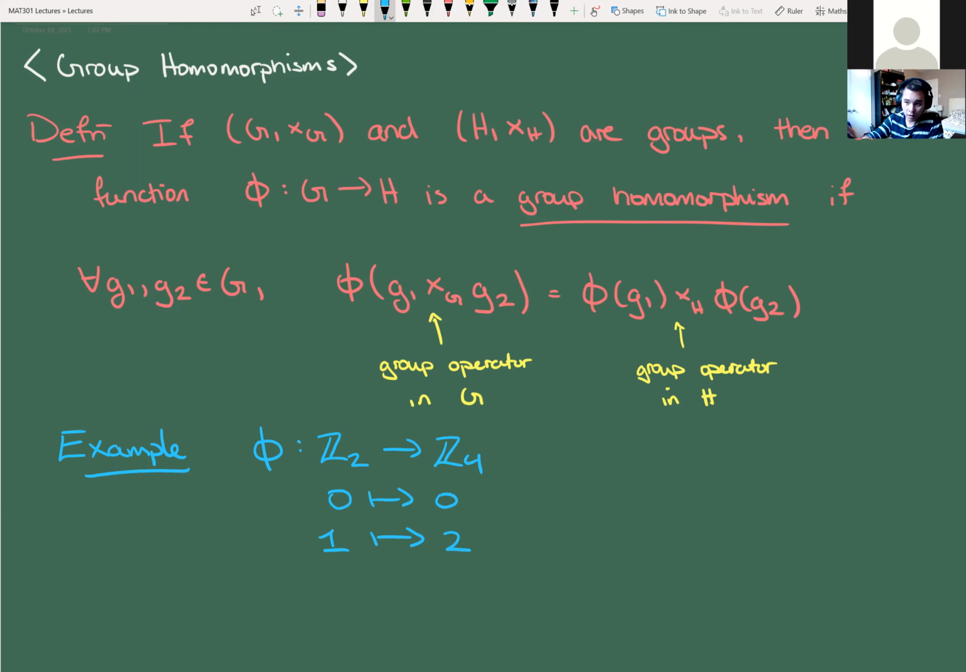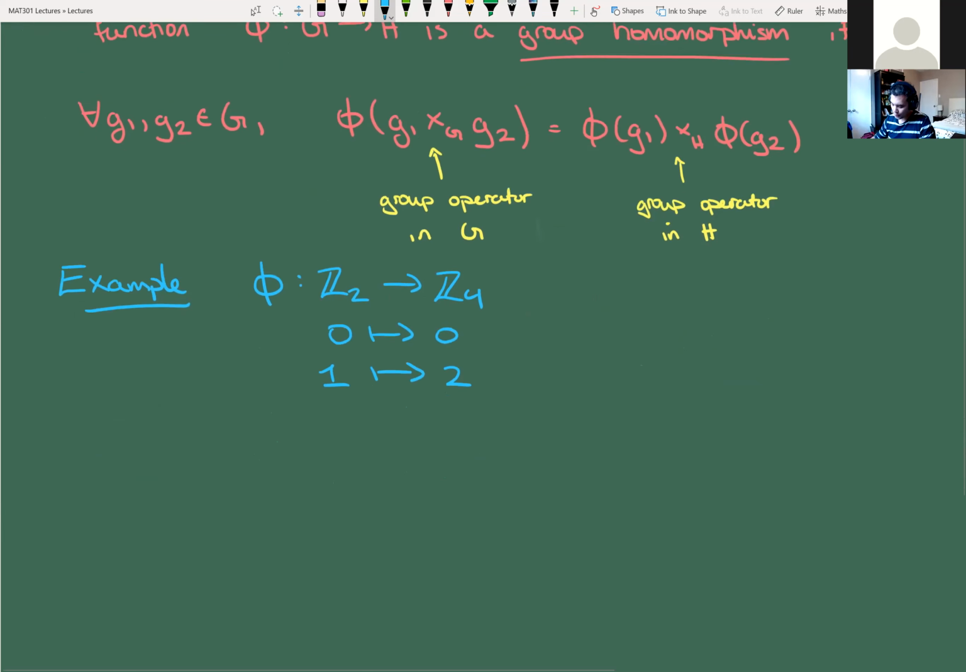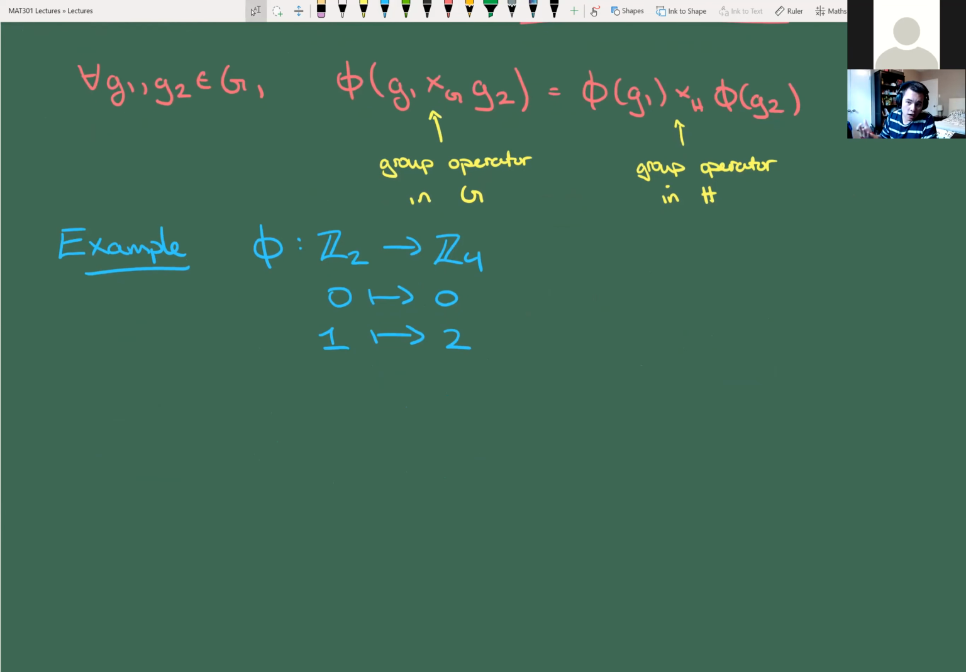So let's check. First of all, let's check that this is a group homomorphism, and then let's convince ourselves that there are no other non-trivial group homomorphisms. I said non-trivial here, and I haven't explained what that means, but let me do that in a second. So first, let's check that this actually does what we want it to do. Z2 is small enough that we could just literally check every single element, right?